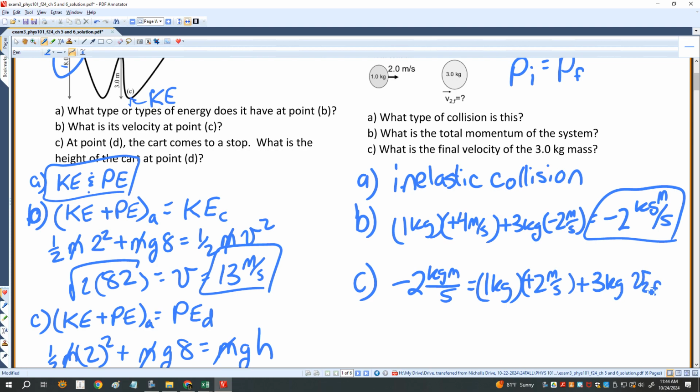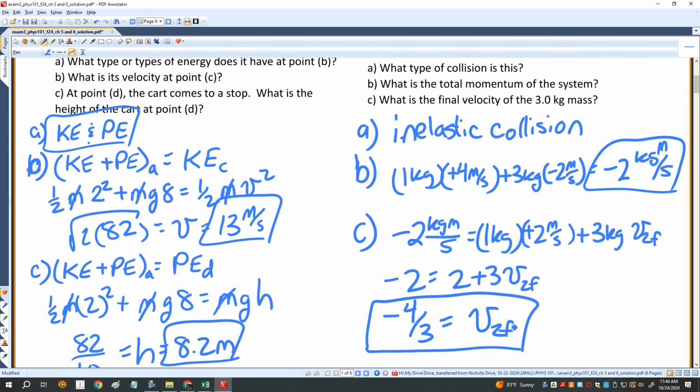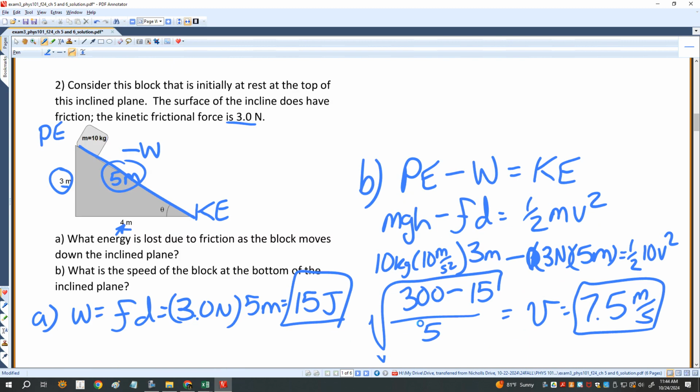And just looking at it now, I know that V2F is going to be negative because the first particle has a positive net momentum. So one better have a negative. So that's going to be negative 2 equals 2 plus 3 V2F, or negative 4/3 equals V2F. All right, that's it for the free response.